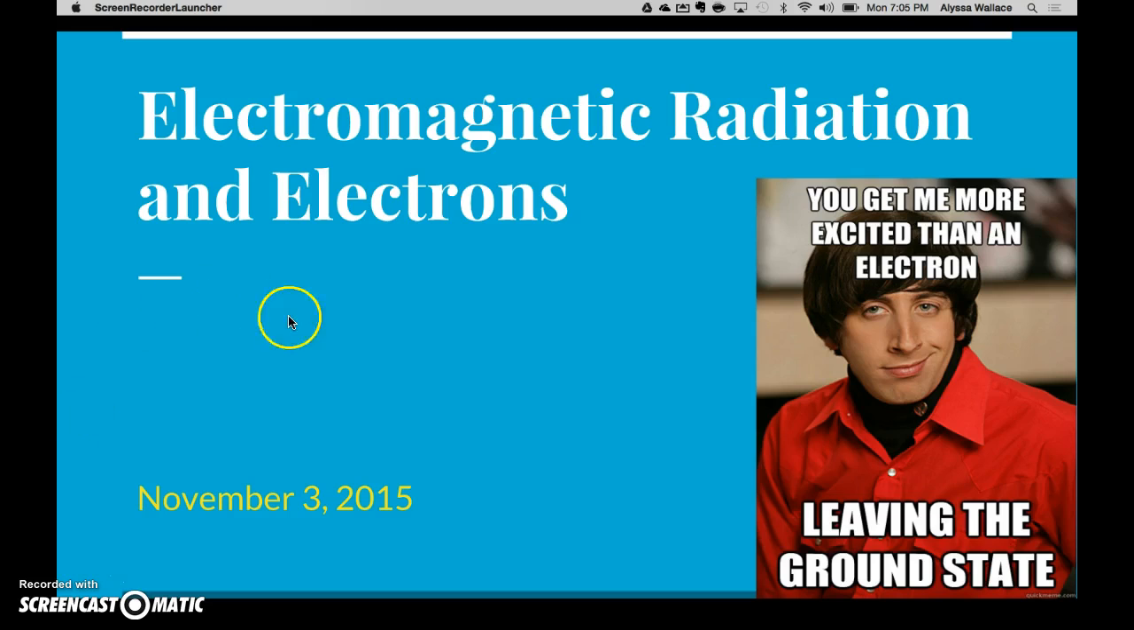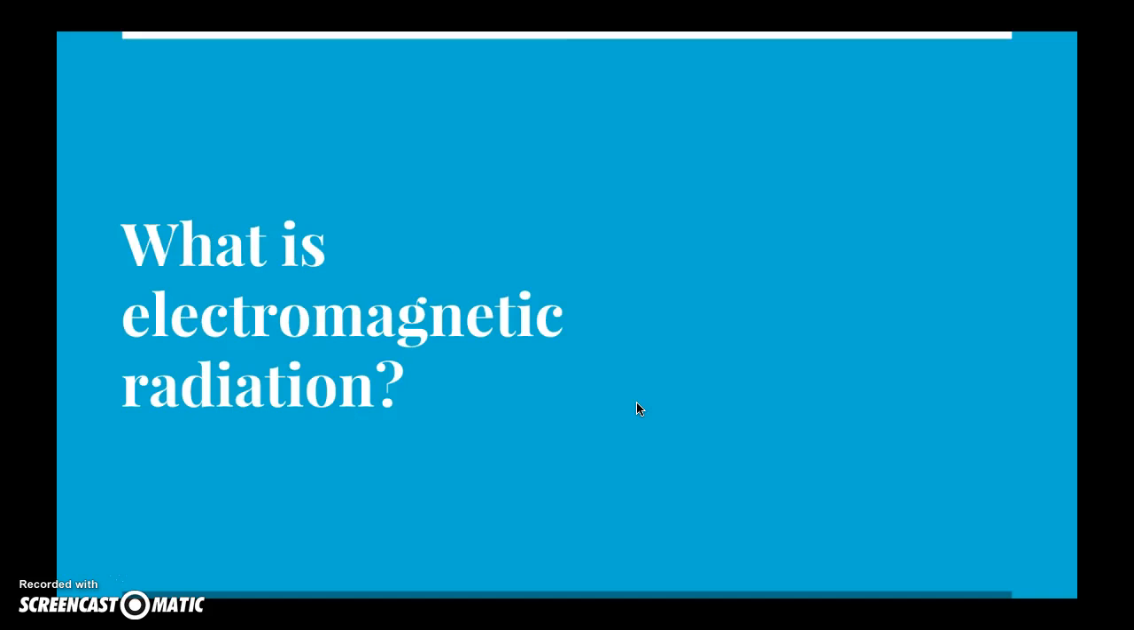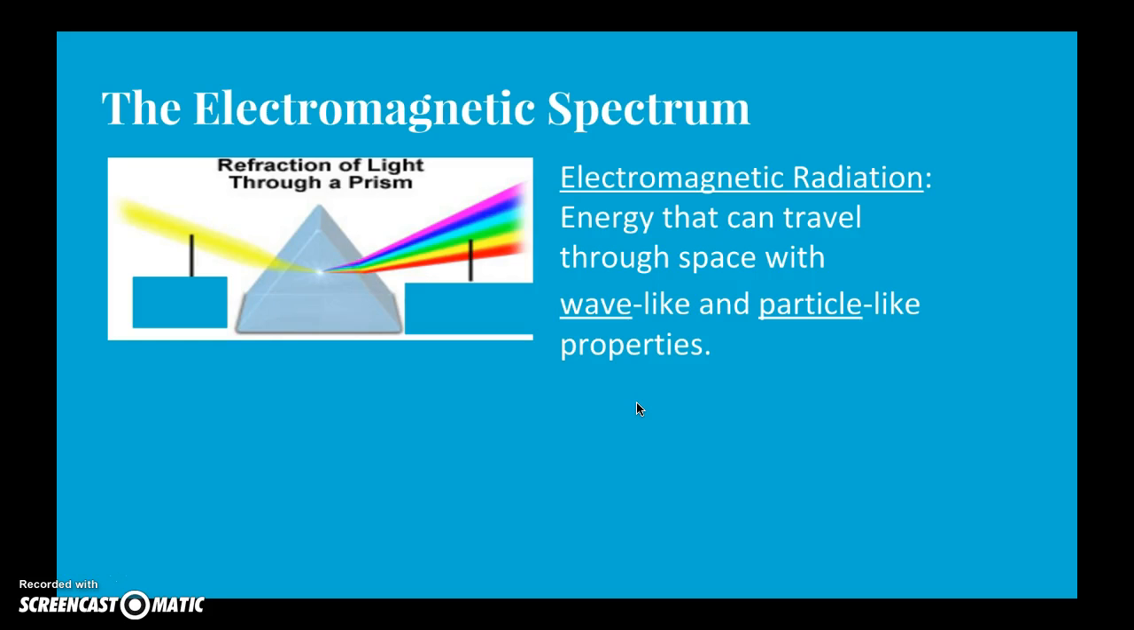So we're going to start off with talking about electromagnetic radiation. What is this mysterious radiation of electromagnetics, and where does this come from? This fancy word for light and various other waves. Well, let's start off with the very essential question: what is electromagnetic radiation? Electromagnetic radiation, or the electromagnetic spectrum, is energy that can travel through space that has wave-like and particle-like properties.